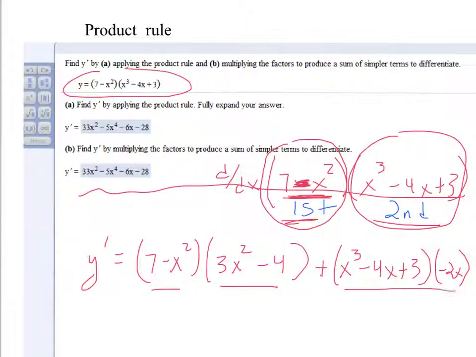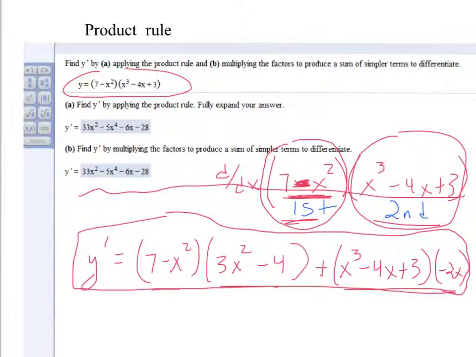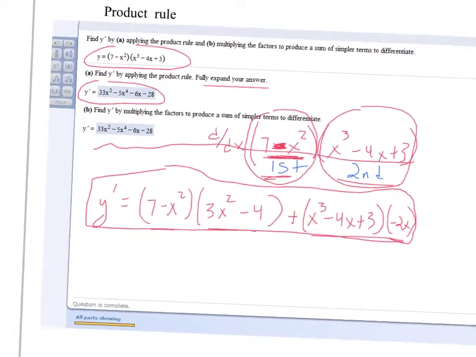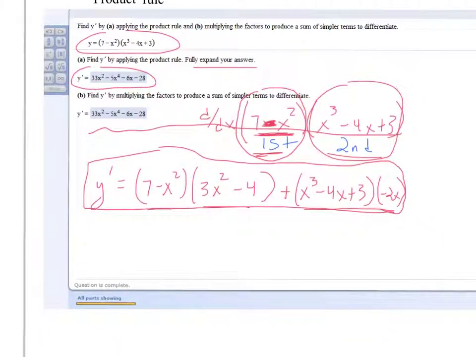So here's the thing. I always tell my students in my live classroom that if you arrive here, I'm happy. But now notice the author wants you to fully expand your answer. In other words, they're always going to want you to clean that up in the online homework. I'm under the general assumption that you know how to FOIL, but let's go ahead and practice cleaning that up.